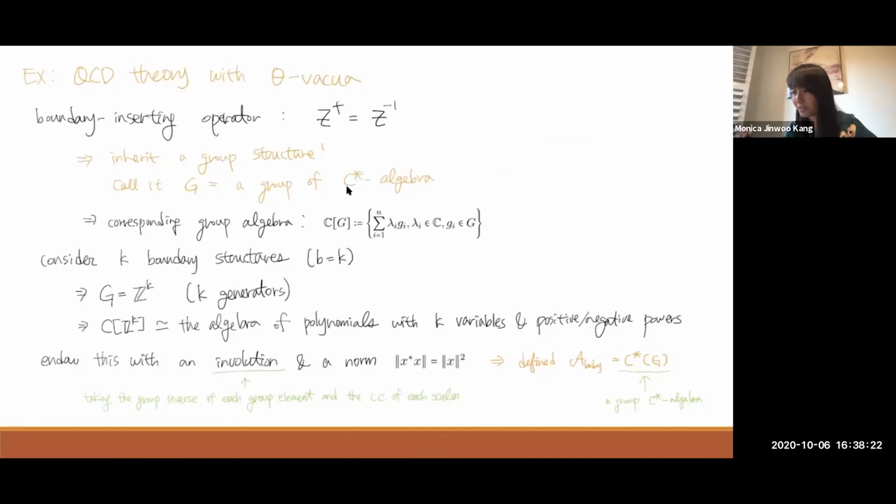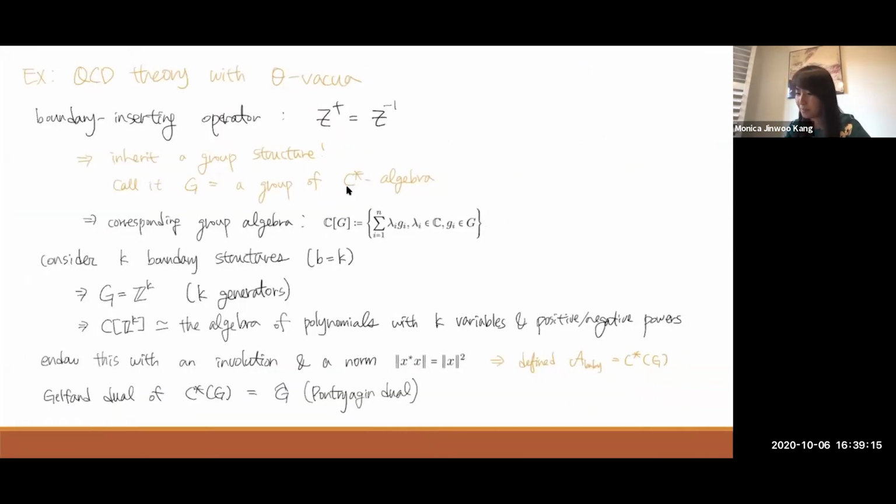So the corresponding group algebra coming from this is just linear combinations utilizing the number of generators that one requires. And the number of generators is exactly the same as the number of boundary structures required to generate the algebra. So let's say we have k different generators for some finite k. Then this group C-star algebra we get is given as the algebra of polynomials with these k variables and negative and positive powers. So let's endow this with an involution by taking the group inverse of each group element and the complex conjugate of each scalar, and the norm, because we need to make a C-star algebra, so we need to have a norm. Then this will define a C-star algebra. So we're back in the game. We have a C-star algebra to get it going.